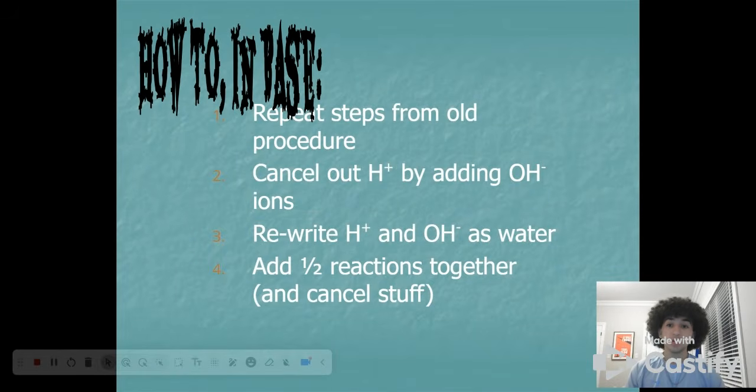Now the extra step 3, you want to simplify. You'll probably have water on both sides now, so cancel the H2O molecules that appear on both sides. The reason we do this is because in basic solution, hydrogen ions don't really exist in significant amounts. By adding hydroxide ions to cancel the hydrogen ions, we're converting to a form that makes chemical sense in basic conditions.